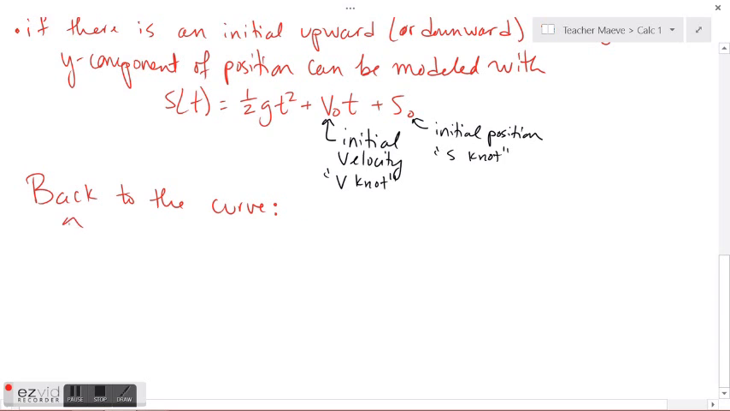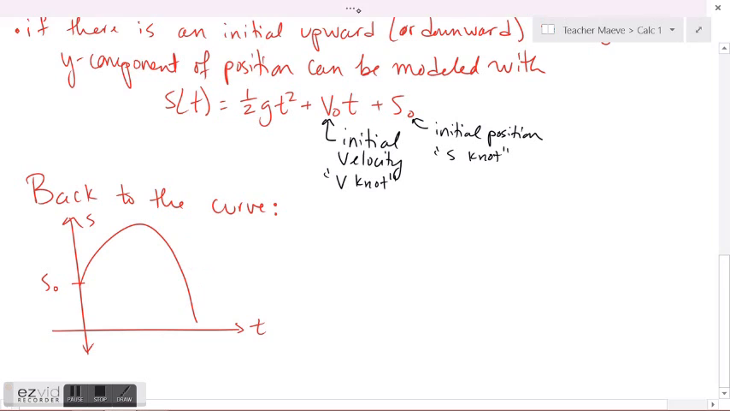Back to the curve. We can look at the curve, and we know it's a parabola because of that t squared. So here's my parabola, and there's my s naught. When I plug in 0, I get 1/2 g 0 squared plus v naught 0 plus s naught, and all you're left with is s naught. It's fine. So let's call that T1. Let's call this T2.